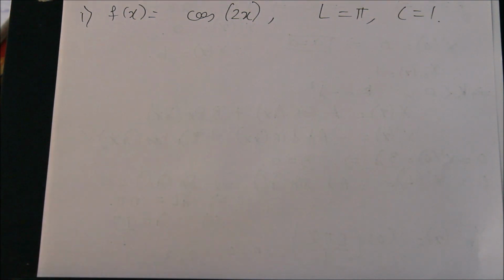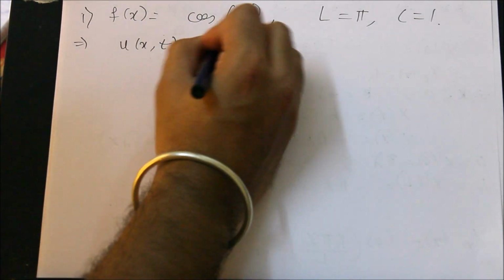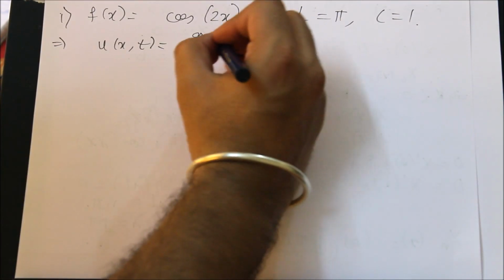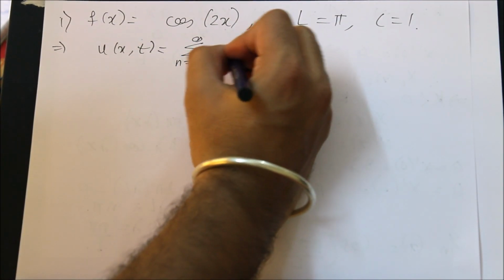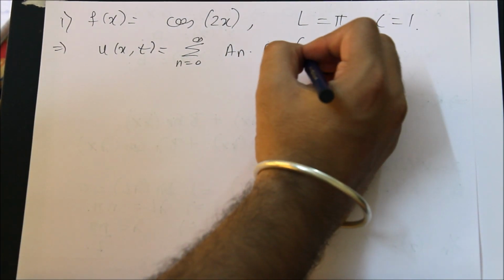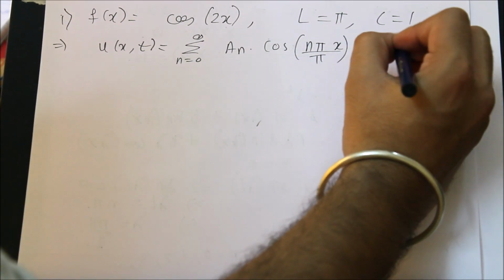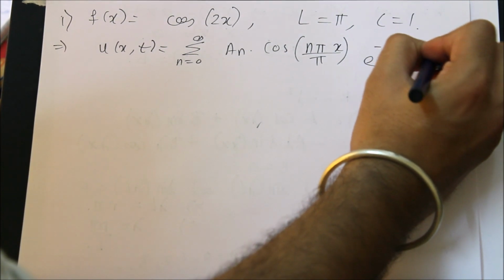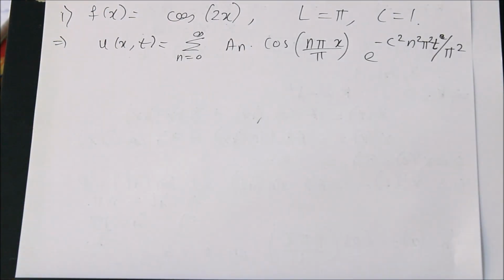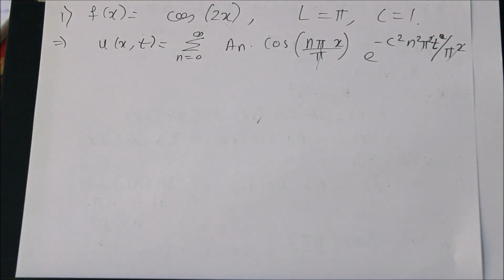Okay, so I know the solution. The solution for the insulated rod is given by the summation with n running from 0 to infinity. Once again I am saying here it is 0, whereas in type 1 n was running from 1 to infinity. It is nothing but an into cos of n pi x upon pi. My L is pi, so n pi x upon L, but L is pi, into e raised to minus c square n square pi square t upon L square. What is L? L is pi, so pi square. Pi square will go away and pi will go away. Okay, so my job is to find an.